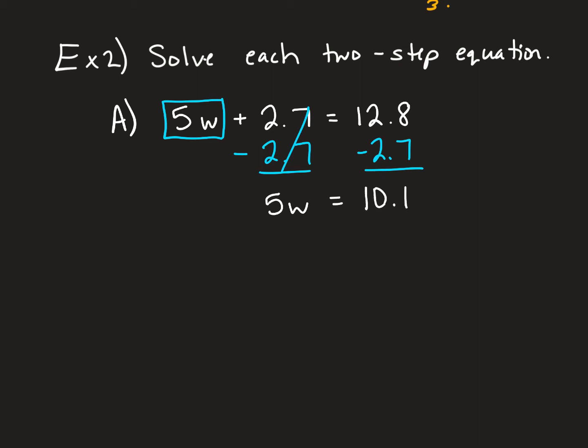And now we want to get rid of the 5 that's multiplied by w. So we'll divide both sides by 5. We get w on the left side equal 2.02 on the right side. And we're done with this equation.